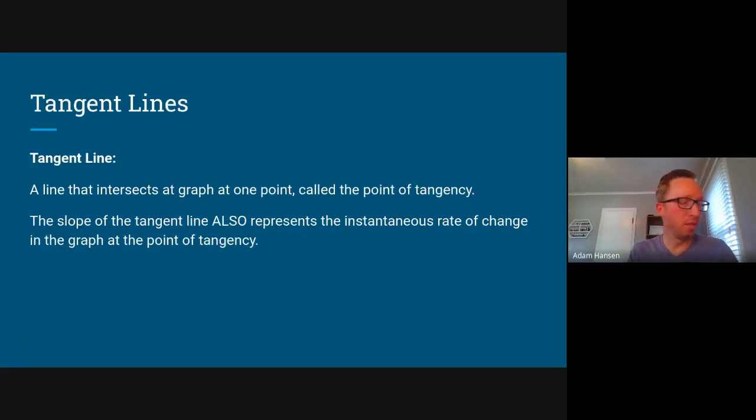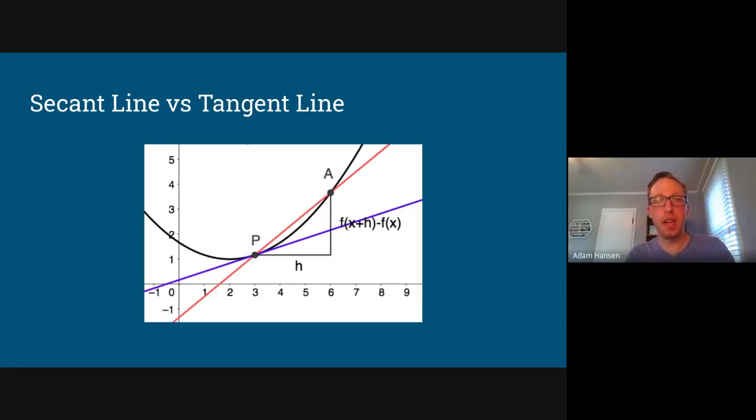The slope of that tangent line also represents the rate of change at that one particular point on the graph, called the point of tangency. So secant line versus tangent line. Secant lines intersect twice, tangent lines intersect once. We can find the slope between 2 points and let those 2 points come closer and closer together using a limit as h goes to 0 to find the slope of our tangent line, therefore the instantaneous rate of change in the function at our point of tangency. In this case, point P.